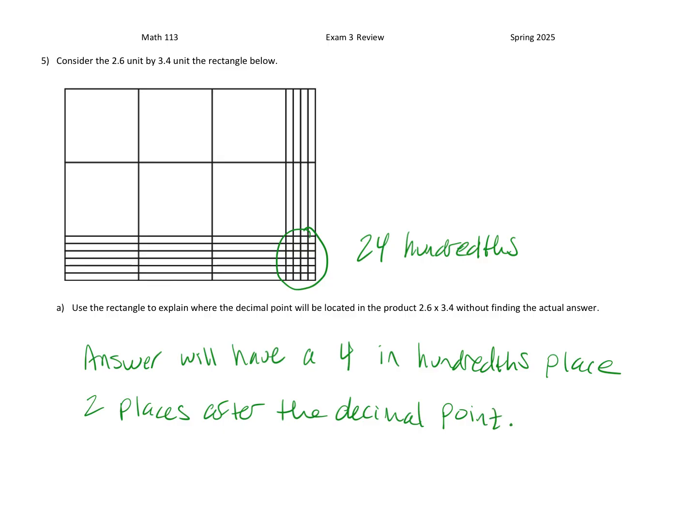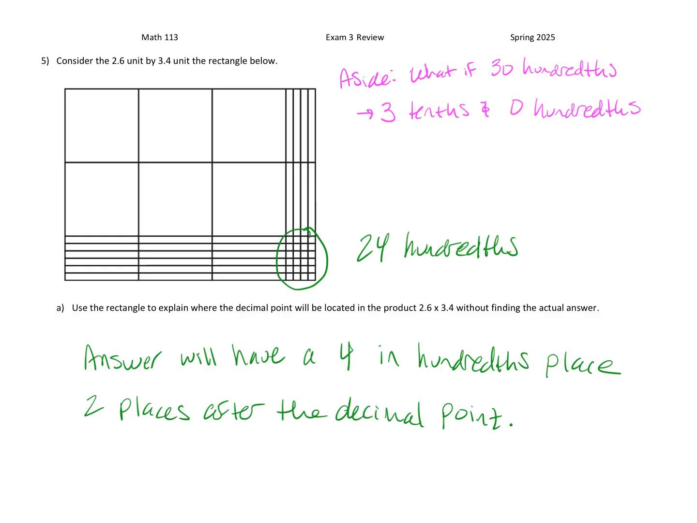Okay. Now, what if I had 10 hundredths instead of 24 hundredths, or 20 hundredths instead of 24 hundredths? So this is just a little aside. What if there were 30 hundredths, right? That's 3 tenths and 0 hundredths.